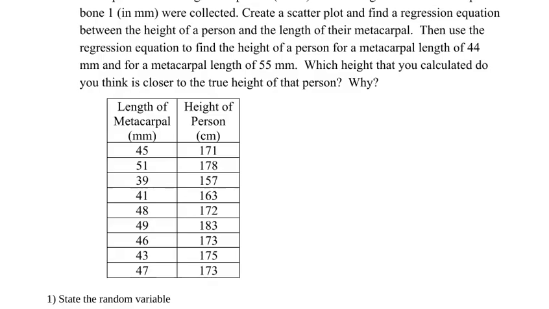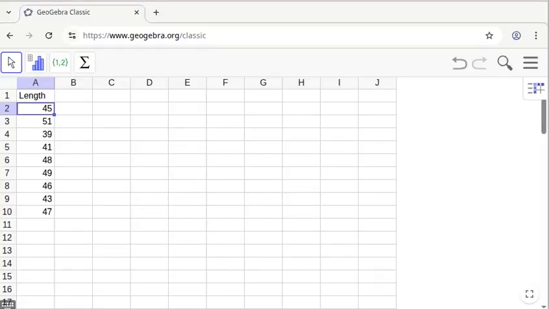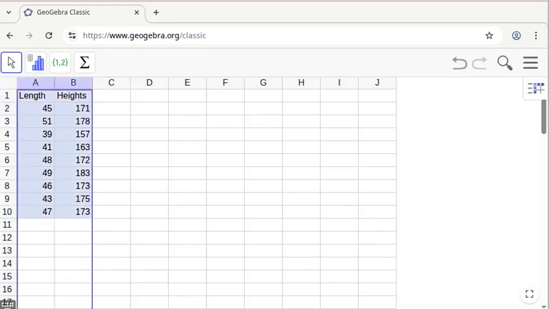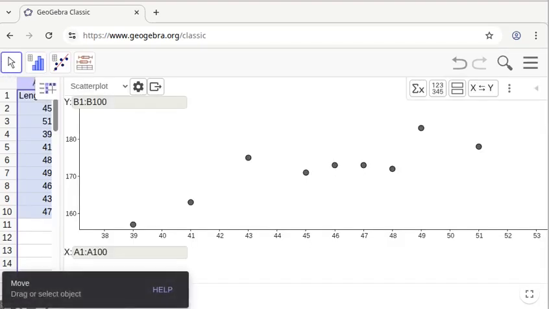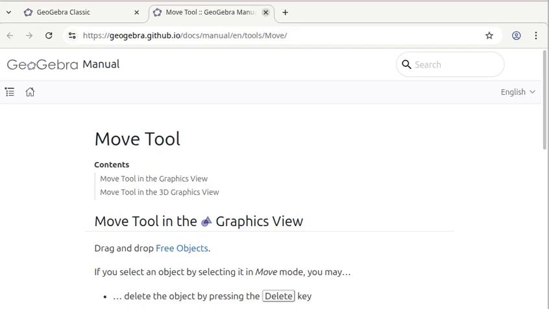Let's go back and get the heights. So here are the heights. So Control-C again to copy. Going back into GeoGebra Classic, these are the heights. And let's paste in those values. Now let's select this. This is just like before. We're going to do the two variable regression.